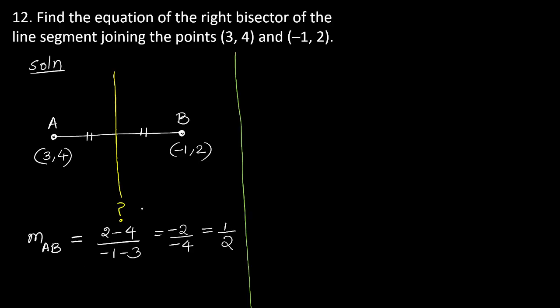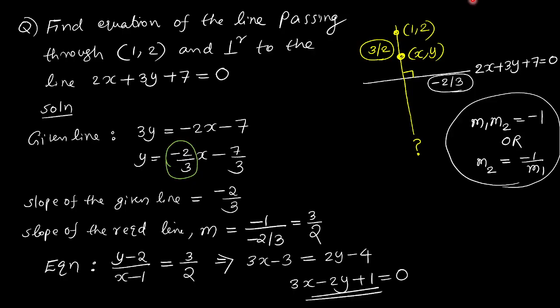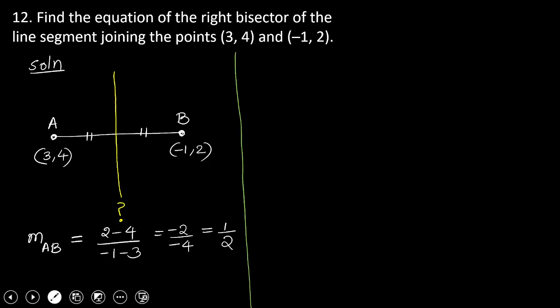So remember the perpendicular line formula. Shall I write it again? The slope of one line is given. How will you find the slope of the second line? m2 equals minus 1 by m1. Understood? Don't forget it. So, the slope of the required line, the bisector.